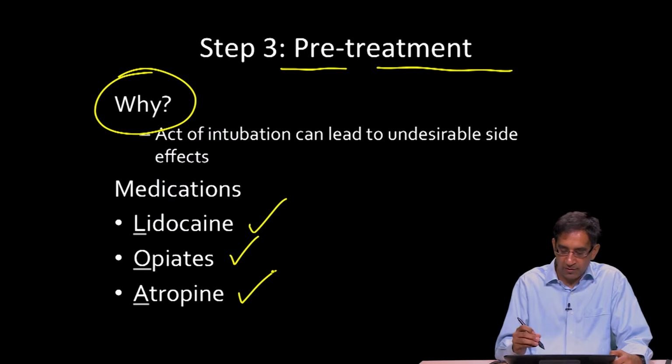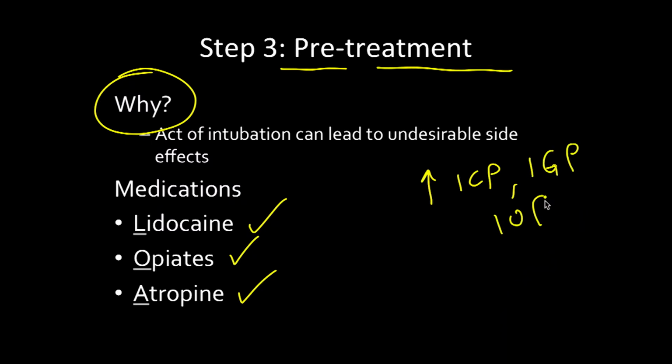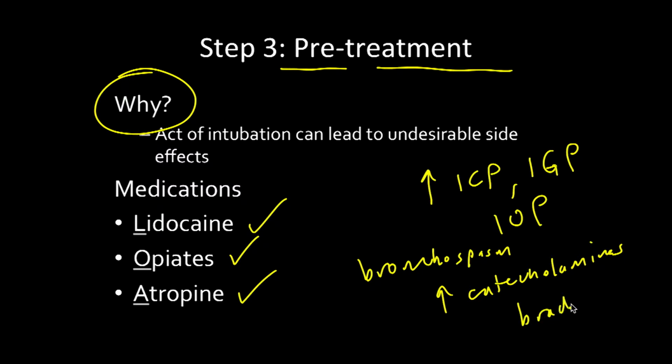And what are those undesirable effects? They can include things like an increase in intracranial pressure, an increase in intragastric pressure, an increase in intraocular pressure, and other things like bronchospasm. You can get an increase in catecholamines, so you can get a catecholamine surge. And finally, sometimes, especially in children, you can get bradycardia with endotracheal intubation and the use of certain medications. So the use of these pre-treatment medications is really focused on all of these undesirable side effects.